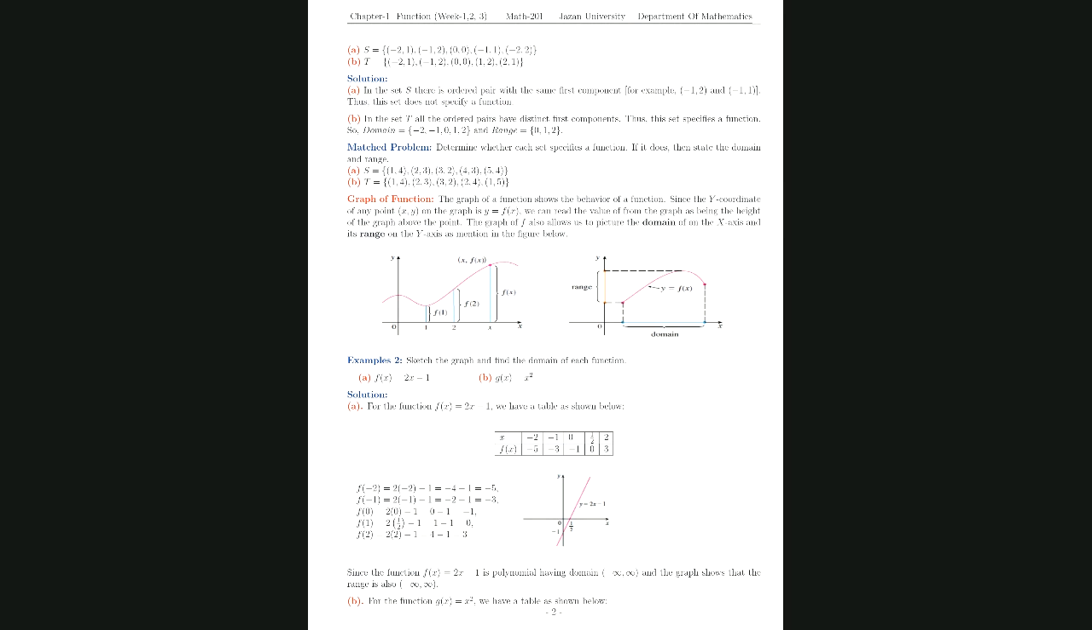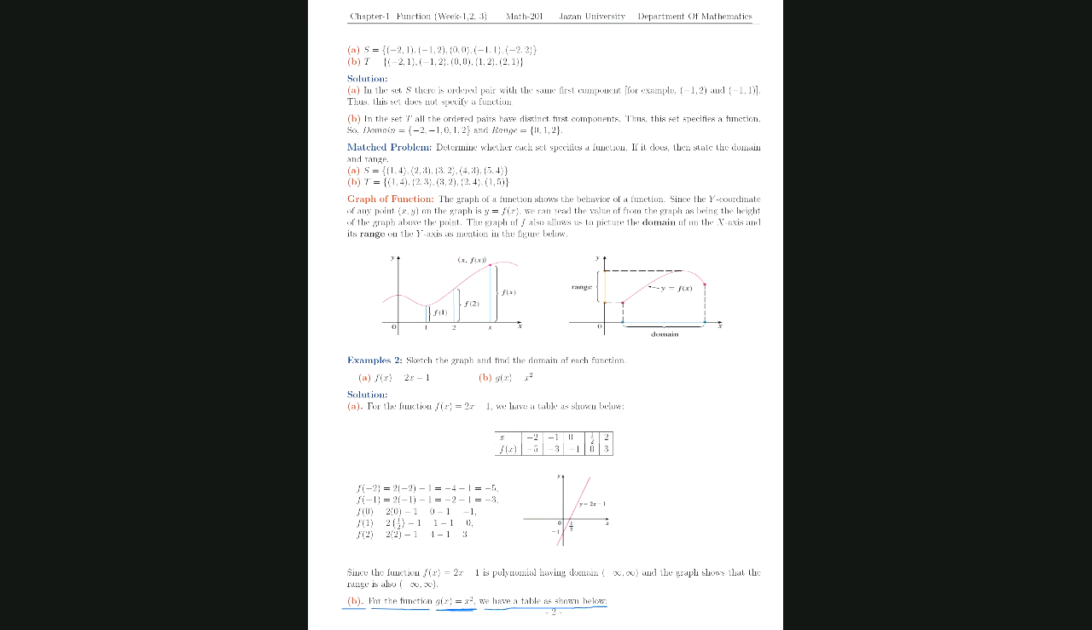I will give some graphs of functions. Okay. So now look over here. This number B, for the function g(x) equal to x square. You can write f(x) equal to x square, g(x) equal to x square, h(x) equal to x square, same thing, no change. Function means f(x) is x square or g(x) is x square, the same thing. We have a table as shown below.